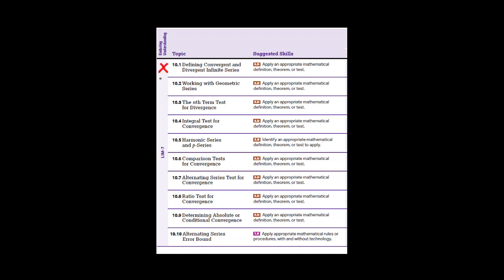10.1, they say, is out. That's defining what it means to be convergent and divergent. That deals with partial sums. We didn't really focus much on that anyway. Section 10.2, working with geometric series, that is in. The nth term test for divergence, that is out. The integral test for convergence, that is out. Harmonic series and p-series, that is in.